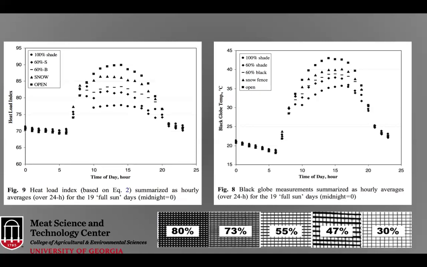Also over here, again, we talked about the black globe temperature, that exposure to sun. You see how it progressively gets smaller and smaller, and when we get to that 100% shade, it's at its lowest. So it's just talking about how the more we prevent solar radiation, the lower the black globe temperature, and therefore the lower the HLI, because it is a huge factor in the equation to calculate HLI.